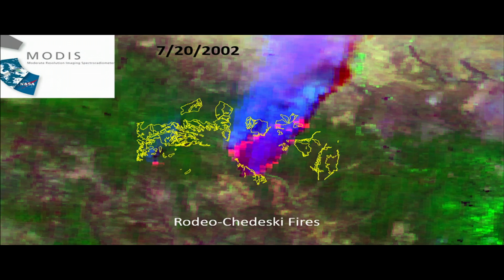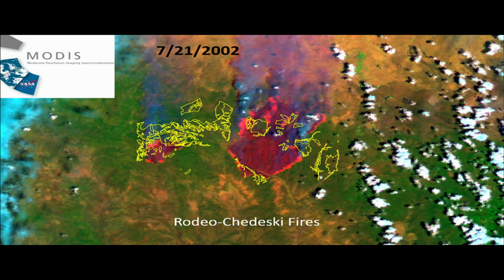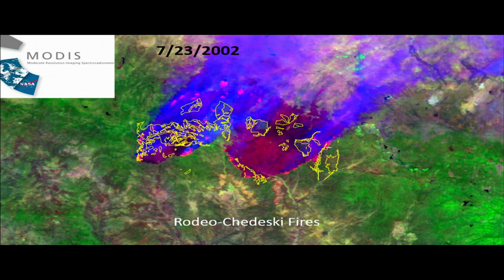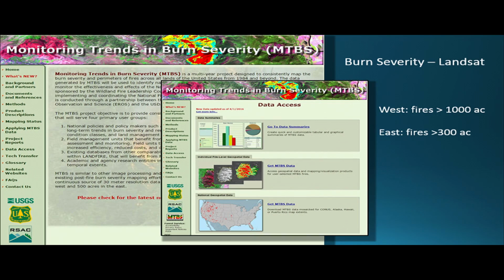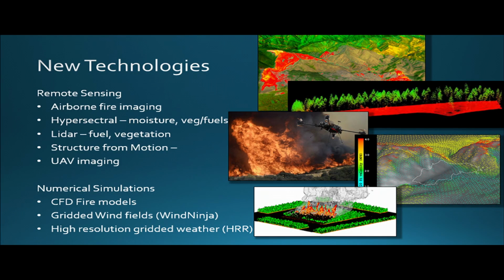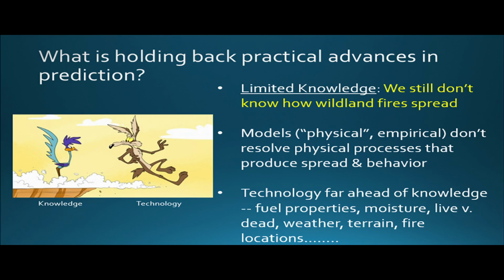Okay, this is the Rodeo-Chediski fires in 2002, and you can see the fire actually growing. All those yellow lines there are fuel treatments, where you can see in a burn severity map, they actually are still amazingly green. Burn severity, there's a national program administered by RSAC and the EROS Data Center, monitoring trends in burn severity, mapping all fires greater than 1,000 acres in the west and 300 acres in the east. A lot of new technologies for remote sensing, a lot of numerical modeling, okay?